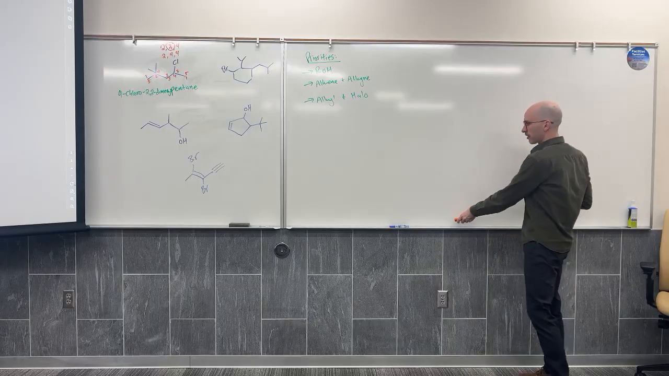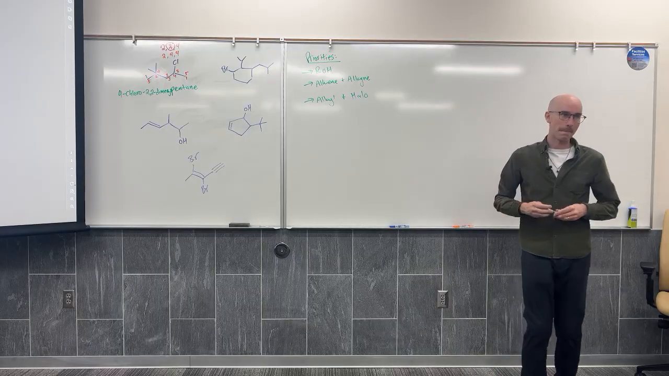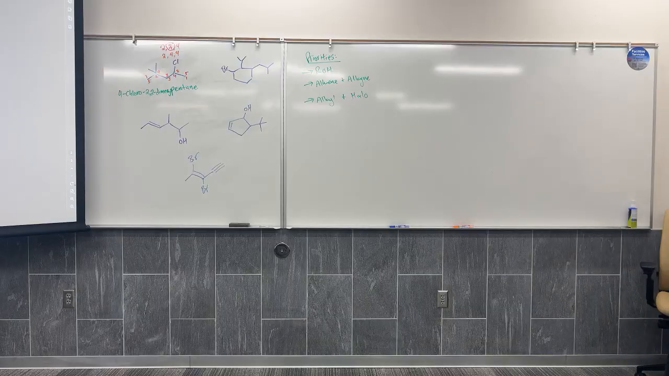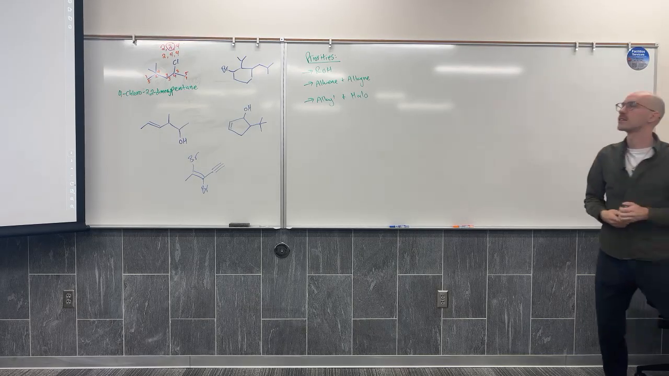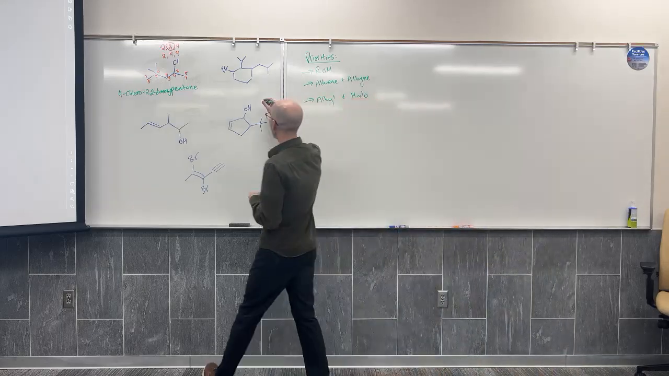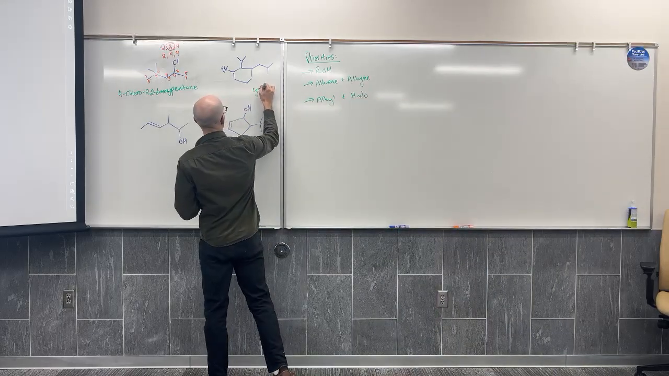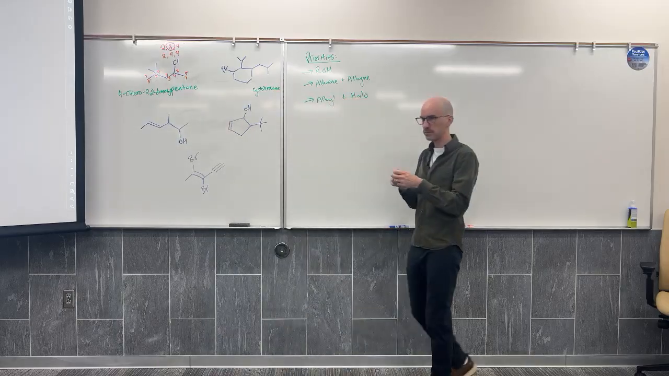All right, the structure on the right. What is my parent chain? Root and suffix. The parent chain. Cyclohexane. That's my longest carbon chain. And it has 3 substituents coming off of it.